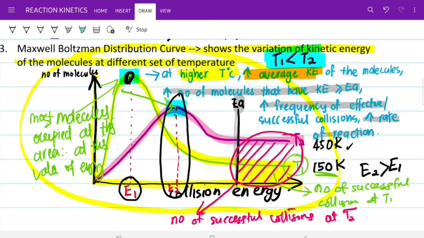So increasing temperature, as shown in the Maxwell Boltzmann distribution curve, shows that the average kinetic energy of the molecules is increasing. How? By looking at the peak of the curve.